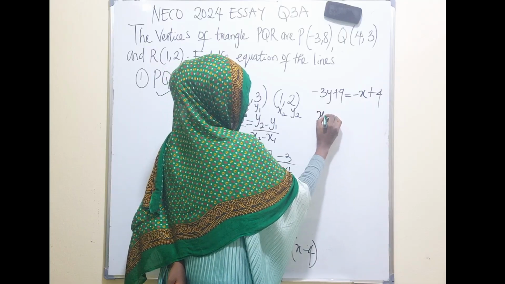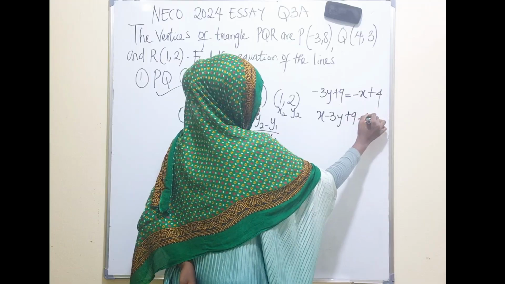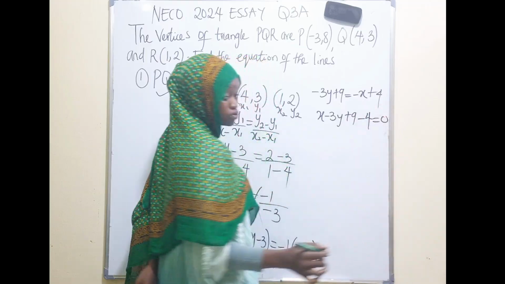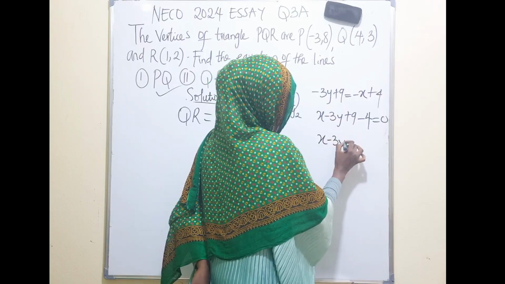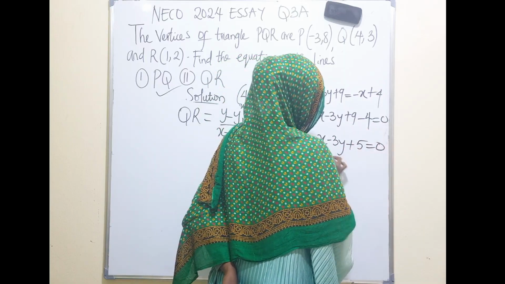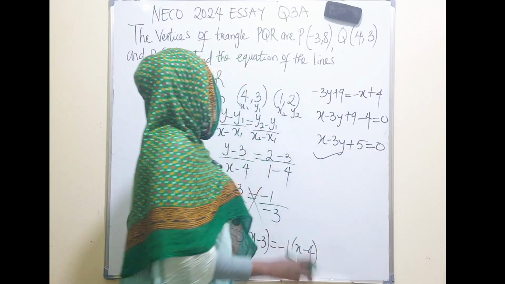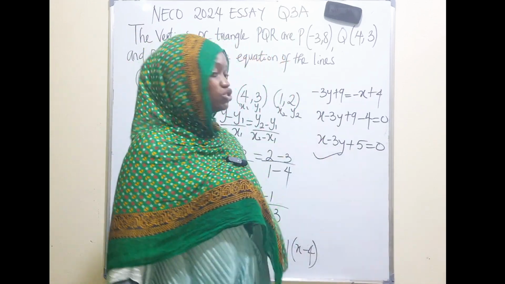We have x minus 3y plus 9, and 4 crosses to become -4. We equate this equation to be equal to 0, right? So we have x minus 3y plus 9 minus 4 gives us plus 5. So this is equal to 0. And this is the equation for line QR. So viewers, we have come to the end of the solution to this problem.